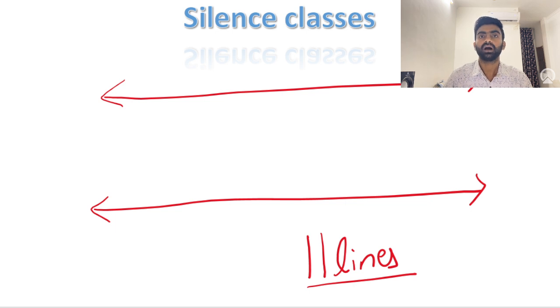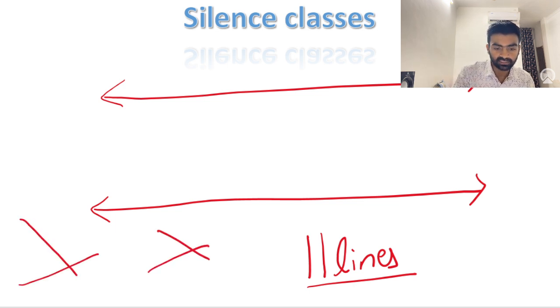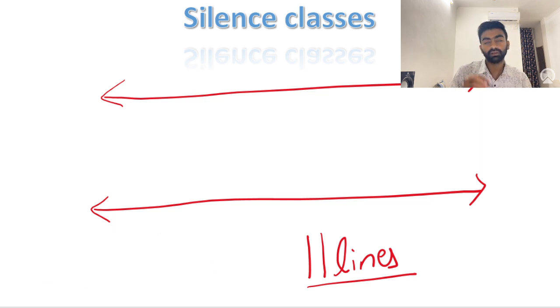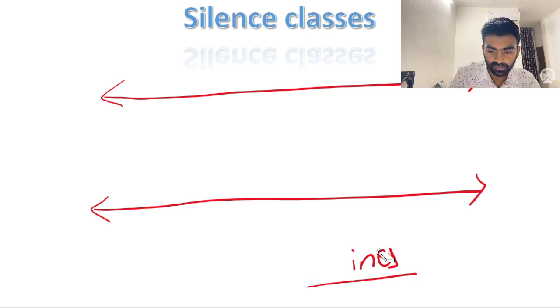Parallel lines are those lines which never intersect each other. Intersect means they never cross each other, they never cut each other, like this or like this. If we move further, they will keep moving like this only, parallel to each other. They will never cross each other. These are known as parallel lines.